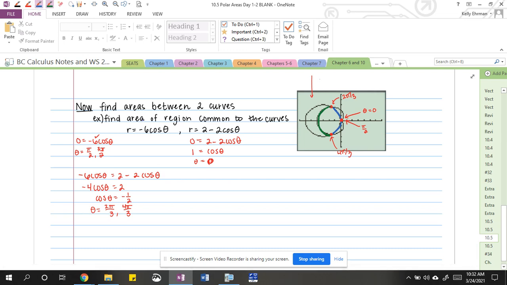When you're talking about finding an area between values, I'm starting at the pole and you connect to that point on the curve. So I'm on the blue curve only until I hit that point of intersection. And on the blue curve, when were we equal to 0? At pi over 2 until pi over 3. So the first area is going to be from the integral from pi over 2 to pi over 3 of 1/2 r squared. What is r? -6 cosine theta squared d theta.